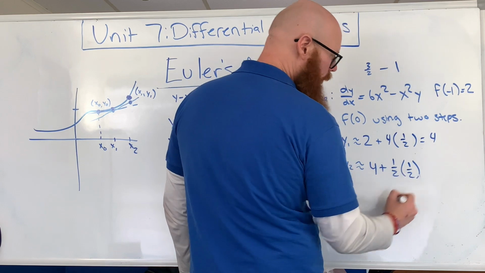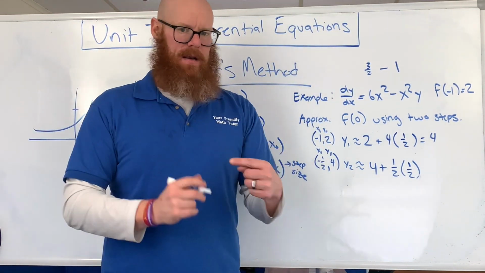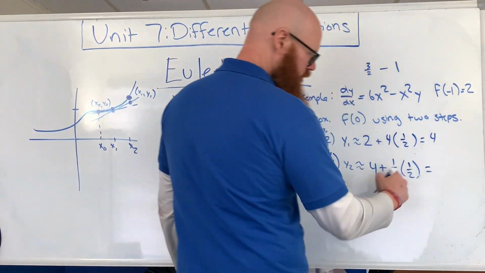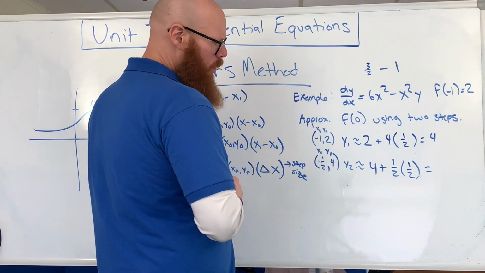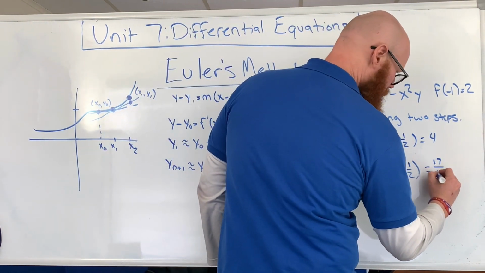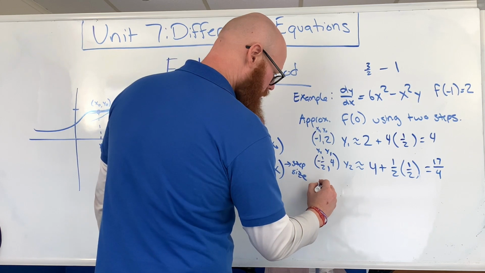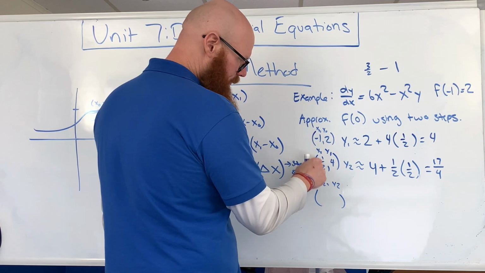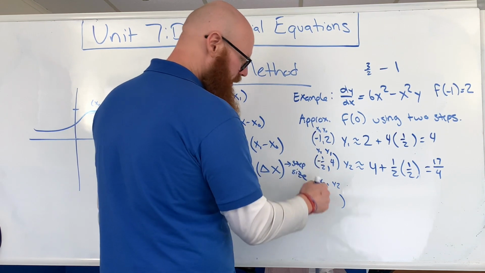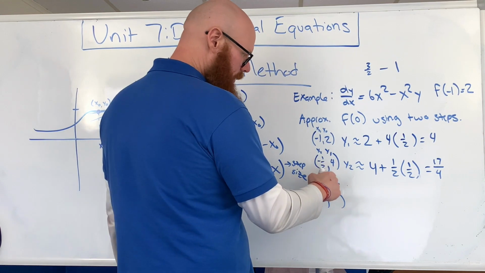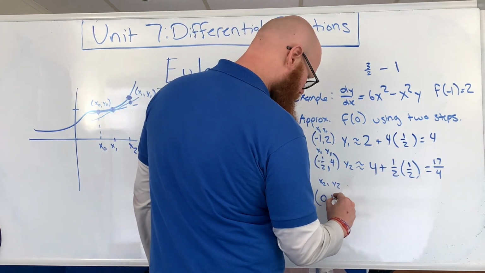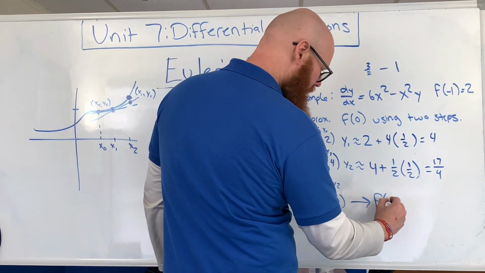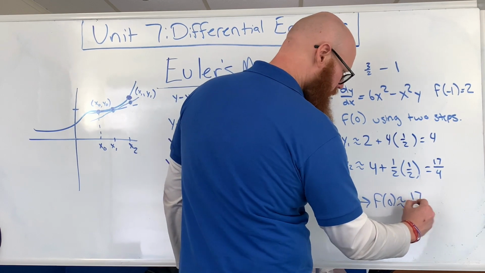So that should be another 1/2, because I'm stepping from -1/2 up to 0, which is still a half. So this is 4 plus a 1/4, which is 17/4. So this tells me that I'm now at the point x2, y2. If I step from -1 to -1/2, a half, step another half, I'm now at 0. And then this became 17/4. Now I have approximated f of 0. So my answer is that f of 0 is approximately 17/4.